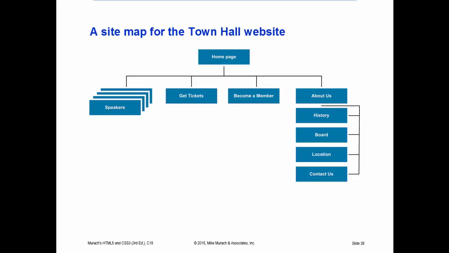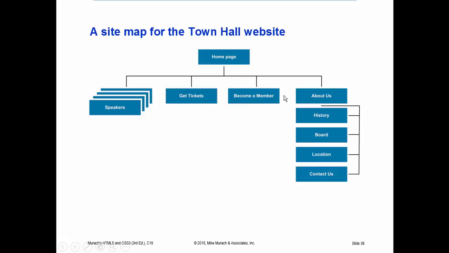And again, it's important that when you create this sitemap, you bring the user in. They may be a little bit intimidated by this and say, well, I don't really understand that. And you can come back and say, what we're showing is we're going to have a home page. Based off that home page, we're going to have a speakers page, and based off of there, a page for each speaker. Based off the home page, there will be a get tickets page. Based off the home page, there will be a become a member page.